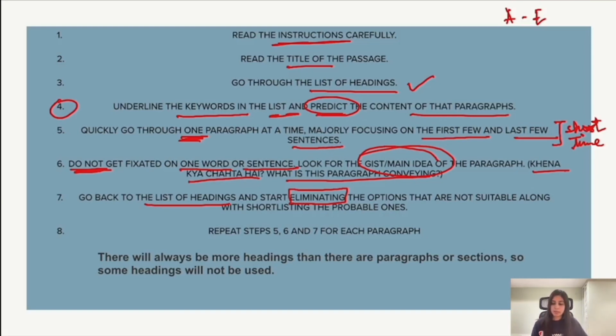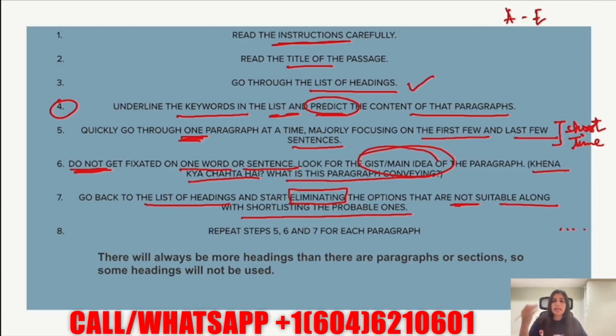So keep that in mind and start eliminating the options that are not suitable, along with shortlisting the probable ones. You might be confused between 2 or 3 options, so just write those down separately on a sheet of paper or in your head. Just make a note of it, and as you keep moving from A to E, from the first paragraph to the last paragraph, you will keep getting more clarity whether that's the answer or not.